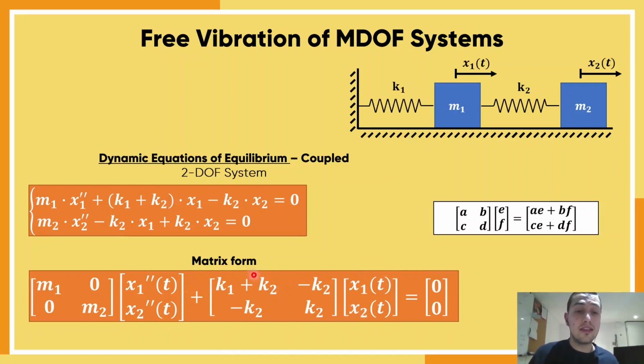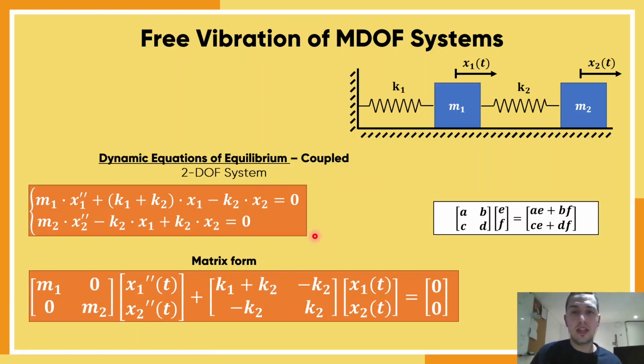Now let's see if with these equations written in matrix form, we can go back to the equations as we described before. So if we look at this first line, we're going to do M1 times X1 acceleration, plus 0 x2. So we just get M1 X1. And now plus K1 plus K2 times X1, and this is this term here, minus K2 times X2. And then this equals 0.